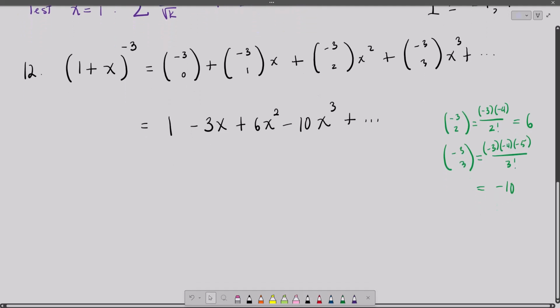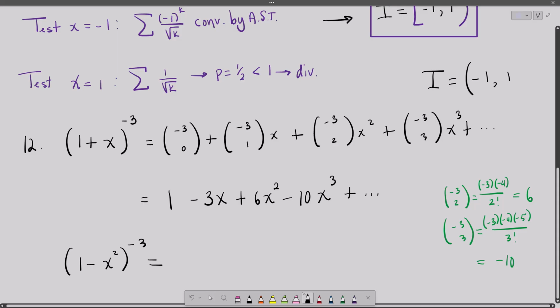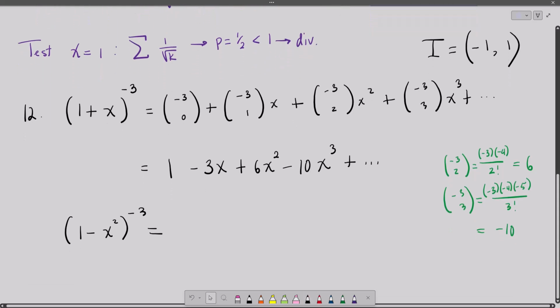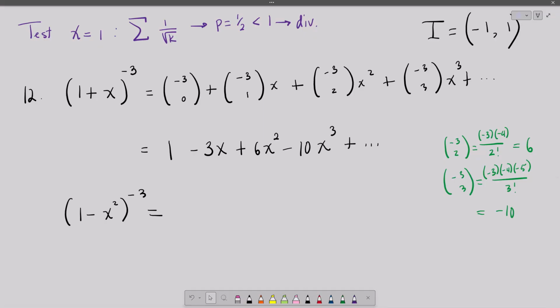So while somebody looks that up, the second part of the problem is going to be something like this. Neither are included. Okay. All right, so there is our expansion, there's our interval of convergence. And then what we normally will do is say, okay, now that you've got your generic binomial expansion for a -3 power, now let's modify it with substitution.